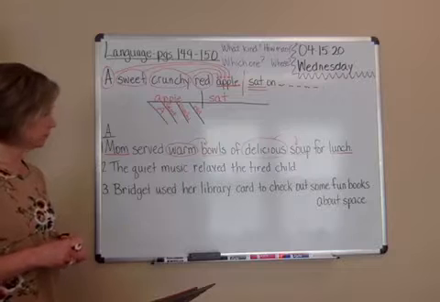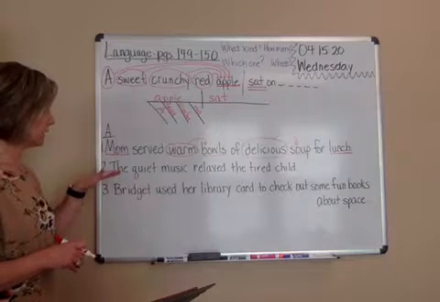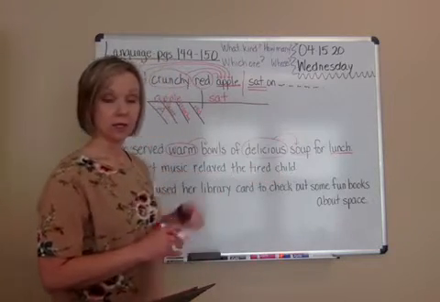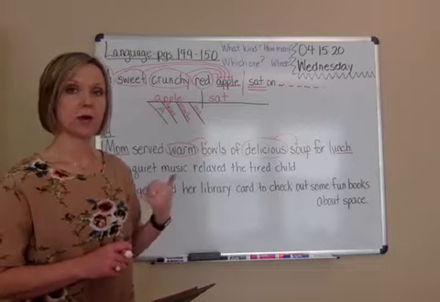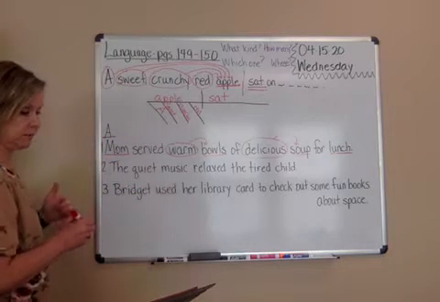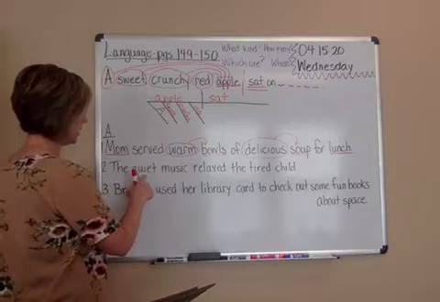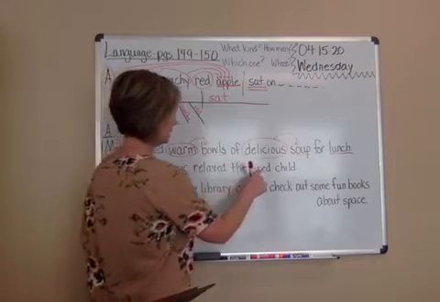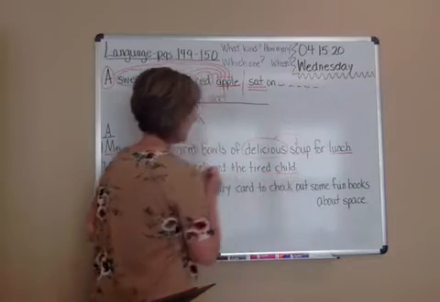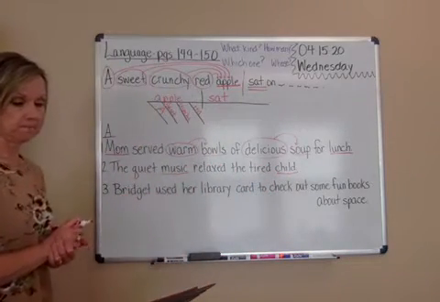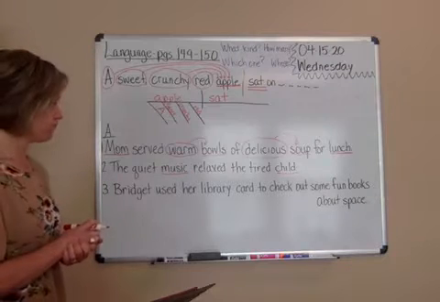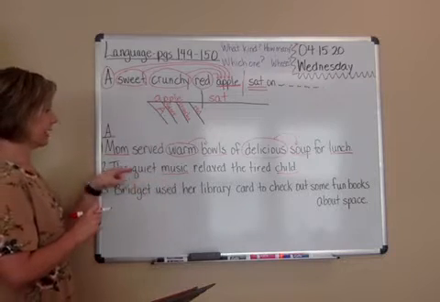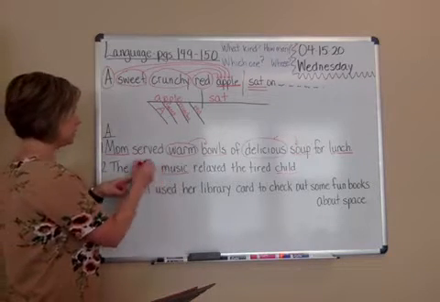So number 2, let's go and read the sentence. The quiet music relaxed the tired child. So first thing we need to do is go in and underline our nouns, correct. So let's go in. The quiet music is a noun. Relaxed, the tired child is a noun. No pronouns. Let's go back and match our adjectives. Let's start with music. Let's back up. Quiet describes music? Absolutely.